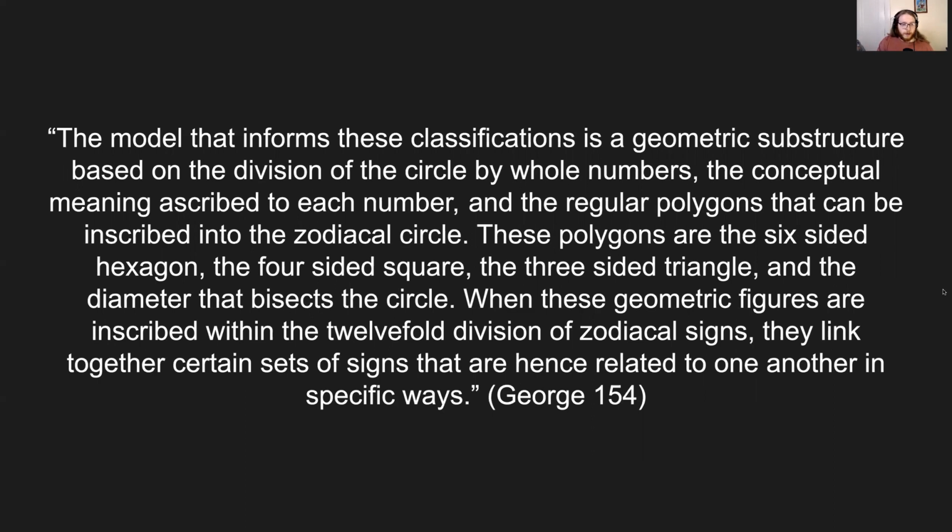When these geometric figures are inscribed within the 12-fold division of zodiacal signs, they link together certain sets of signs that are hence related to one another in specific ways. So we're going to get into this, especially that last sentence, as we go forward.